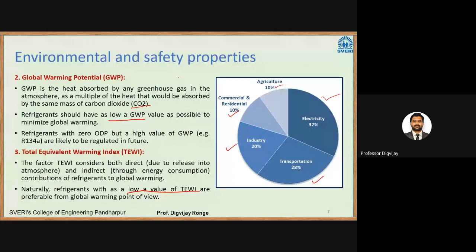Okay, so whatever figure you see here on the right, that is a pie chart for the contribution of sectors in production of greenhouse gases. So largest contribution is of electricity or power sector, and least is agriculture sector.